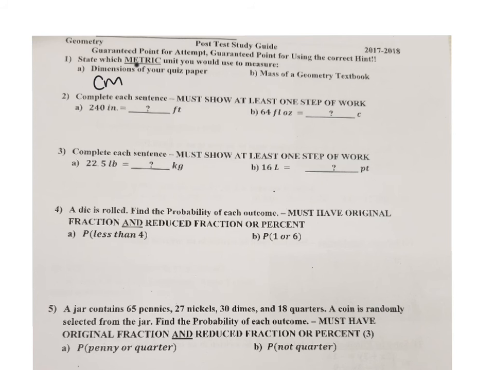Mass, that's weight. The textbook, I'd probably measure in ounces or pounds if I was using customary, but since we're using mass, I would actually take grams or kilograms, because a geometry textbook usually weighs, you know, 1 kilogram is 2.2 pounds. So I would say kilogram, or even grams. Grams would be kind of small though. All right.